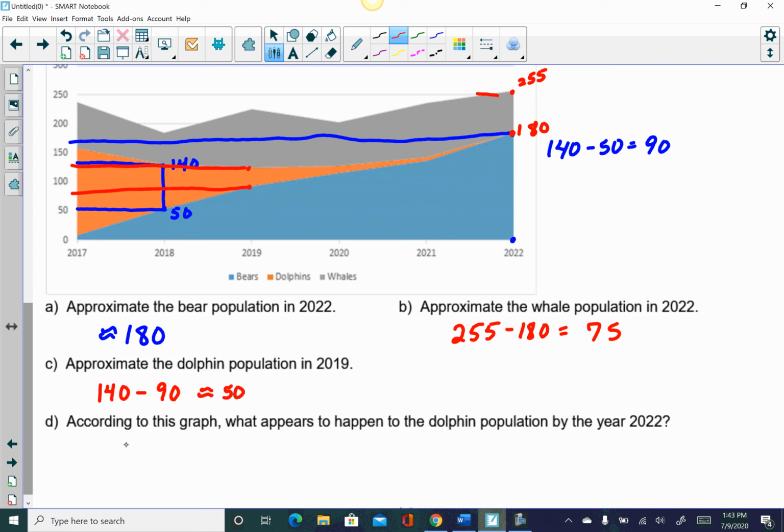Okay. Then in part D, it says, according to this graph, what appears to have happened to the dolphin population by the year 2022? According to this graph, you see that orange wedge, and I might need to erase a little bit now, that orange wedge is basically non-existent. So according to this graph, they're saying that dolphins would be extinct.